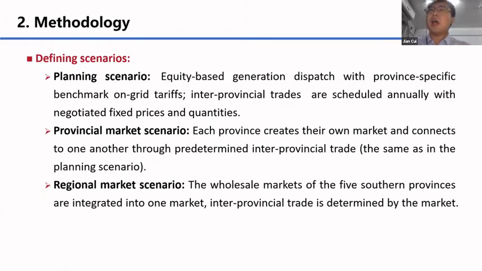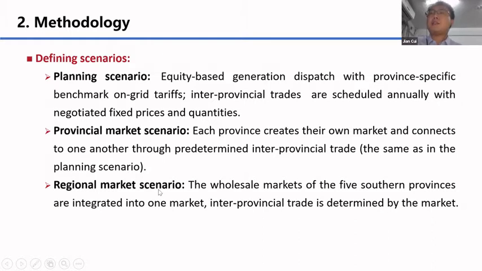The planning scenario is equity-based generation dispatch with province-specific benchmark on-grid tariffs. And the interprovincial trades are scheduled annually with negotiated fixed prices and fixed quantities. The provincial market scenario moves from the planning scenario to a provincial market. It represents the market reform. Each province creates its own market and connects to one another through the predetermined interprovincial trade, which is the same as in the planning scenario. And this provincial market is close to reality.